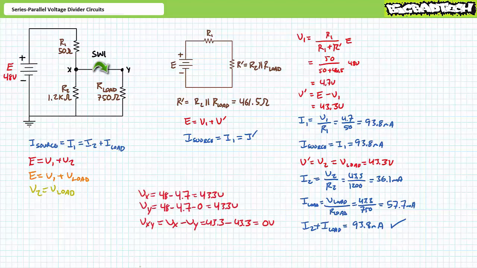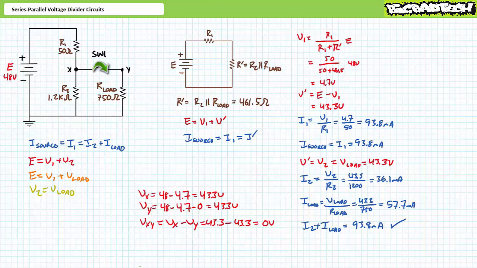Ideal switches are 0 ohm elements. As a result, no voltage will be dropped across the switch. As a means of checking our work, voltage at node X with respect to ground is equal to our rise of 48 minus our drop of 4.7 volts, or 43.3 volts.